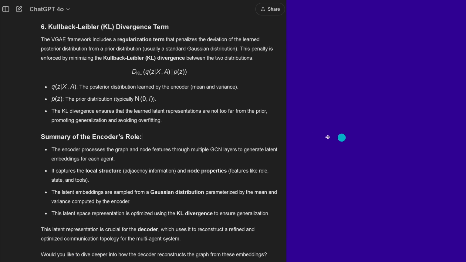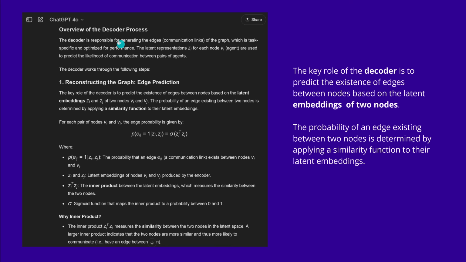Maybe this helps you. Then we talk about the Kullback-Leibler divergence term, why you need it. The summary, therefore, of the complete encoder, what it does. Maybe you like this representation better. And then we just have the decoder. The role of the decoder is to predict the existence of edges between the nodes. Based on the latent embeddings of the 2 nodes, the probability of an edge existing between the 2 nodes is determined by applying a similarity function. You say, hey, I know this, to the latent embeddings.